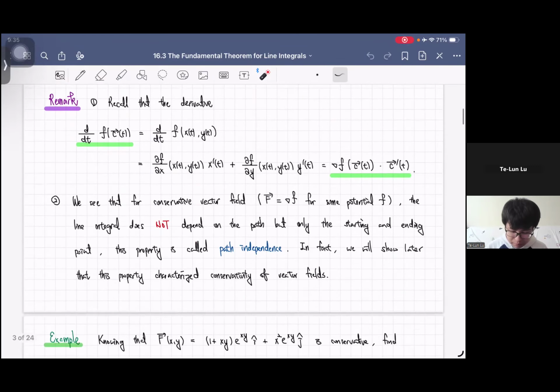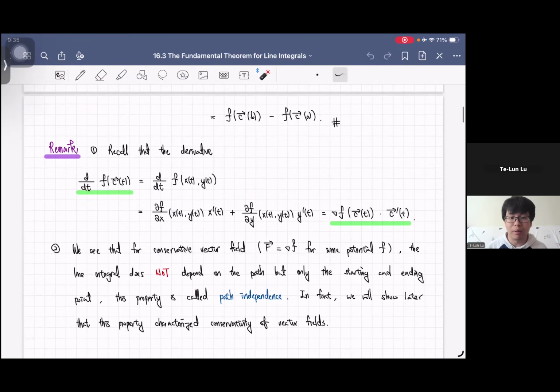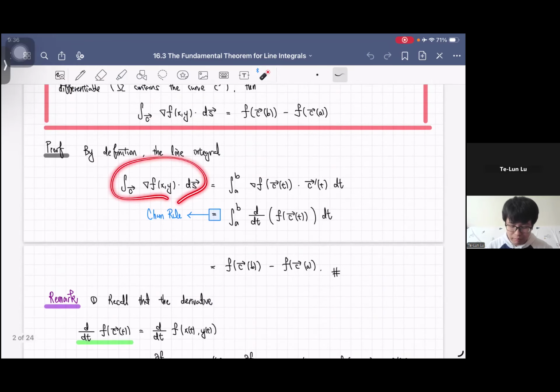So let us do some example. Oh, yeah, sorry. There's another remark I want to make here. What I'm saying is, if we're getting a conservative vector field, F being ∇f, meaning that the vector field is a gradient for some potential function f, then we see that by this evaluation, the consequence is that the line integral does not depend on the path.